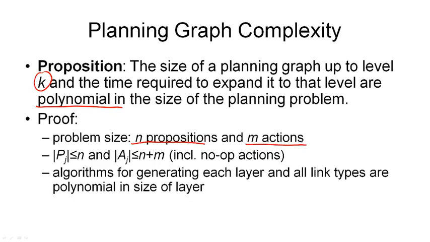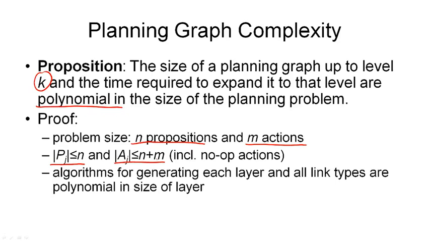So we assume we have n proposition symbols and m action symbols. Then we know each proposition layer is a set of symbols, so each proposition symbol can be contained at most once, which means the size of each proposition layer can never be more than n. Similarly, the action layers contain at most all the action symbols plus all the no-op actions, and no-op actions, of course, we have n for n proposition symbols. So the size of an action layer can never be more than n plus m.